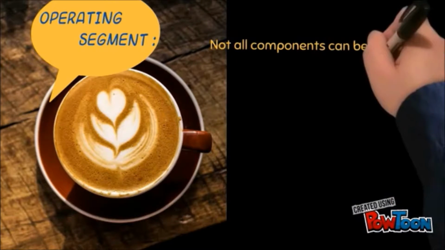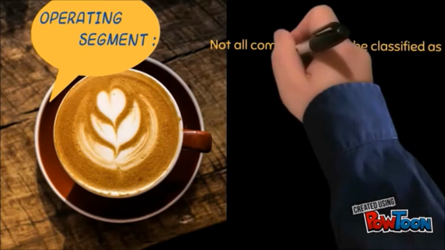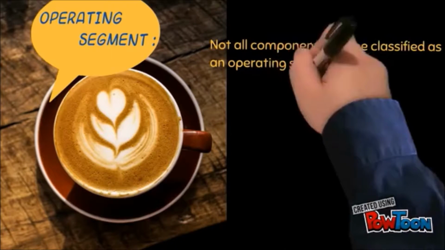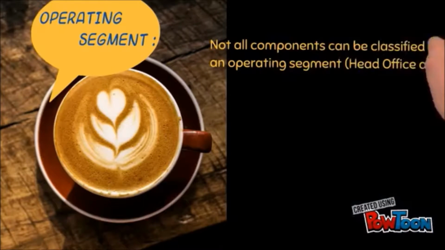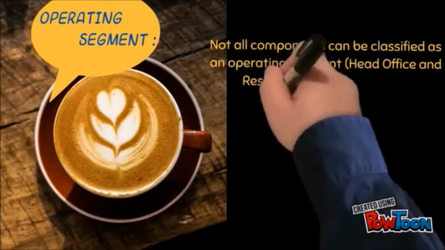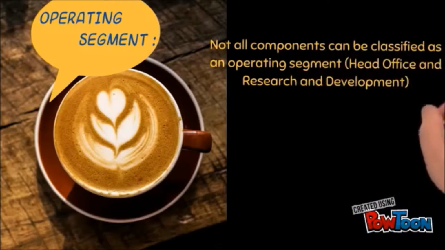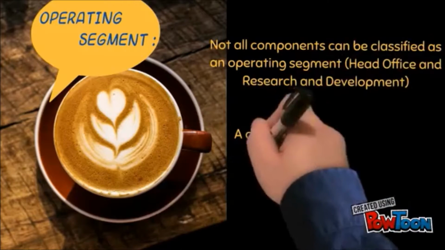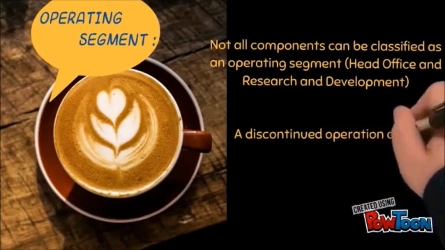Not all components can be classified as an operating segment, such as head office and research and development. A discontinued operation can be classified as an operating segment.